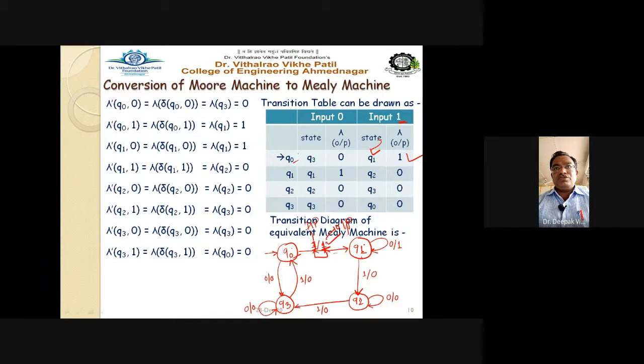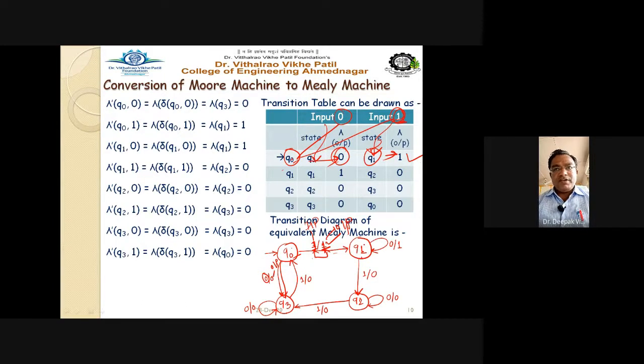So see here, q0 on input 1 goes to state q1 and produces output equal to 1. This is always the case. q0 on input 0, for example, this is the input symbol, goes to state q3, and produces output equal to 0. That's why this output is 0, right?